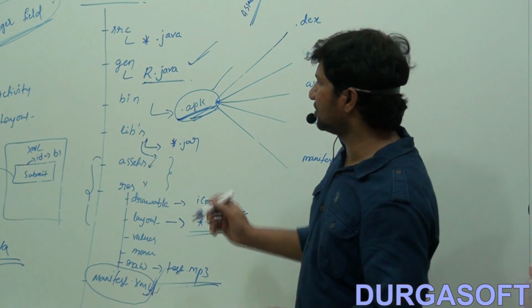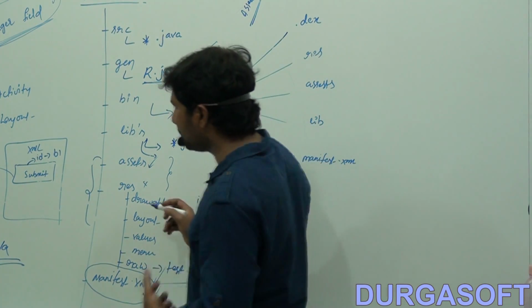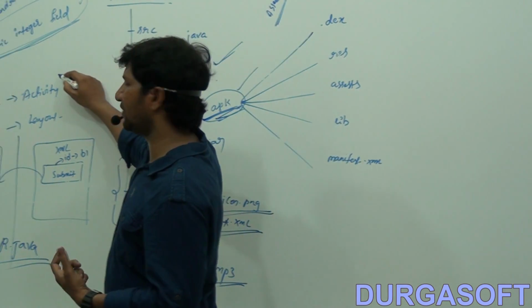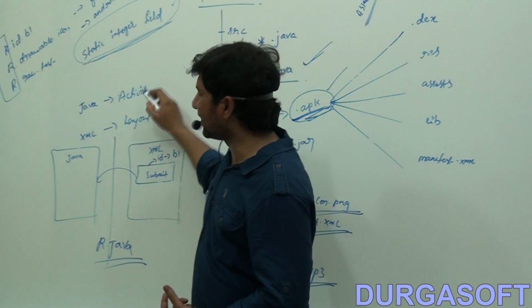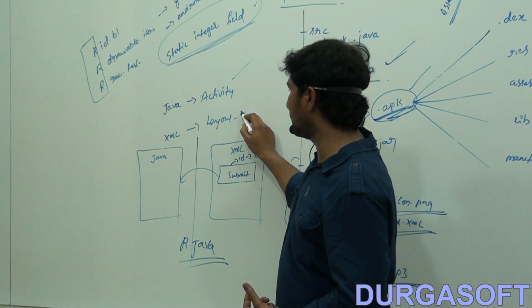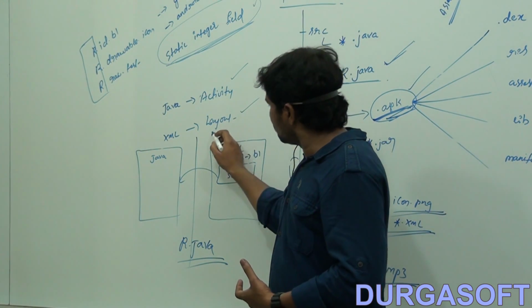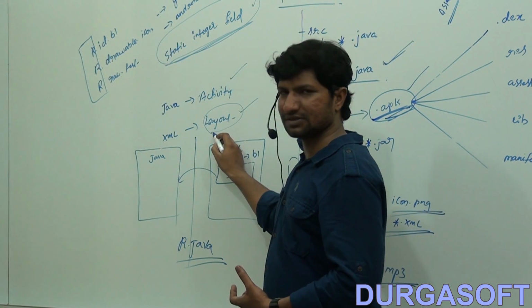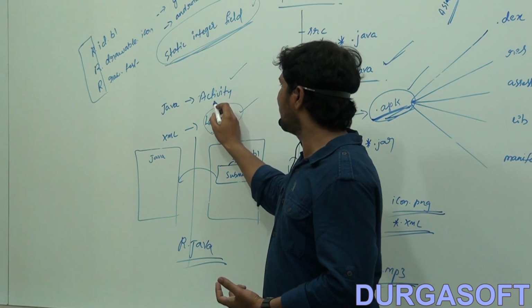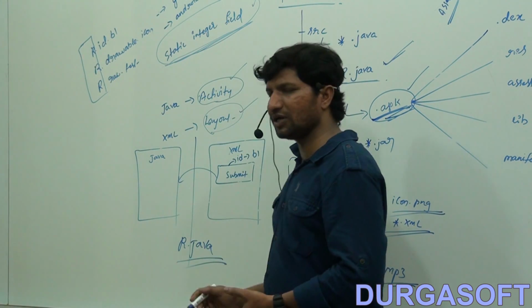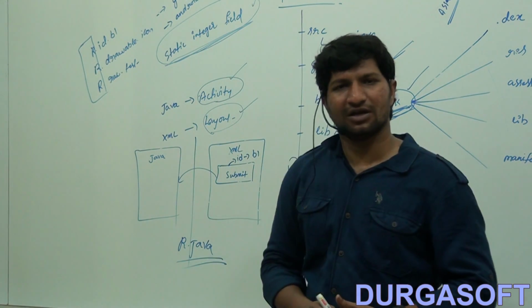In our next session, we'll discuss that for every screen we need two files, one Java file and one XML file. The Java file is called an activity, and the XML file is called a layout. We'll discuss what the XML file consists of and how to create it, and what the Java file consists of and how to create it, in the next sessions.